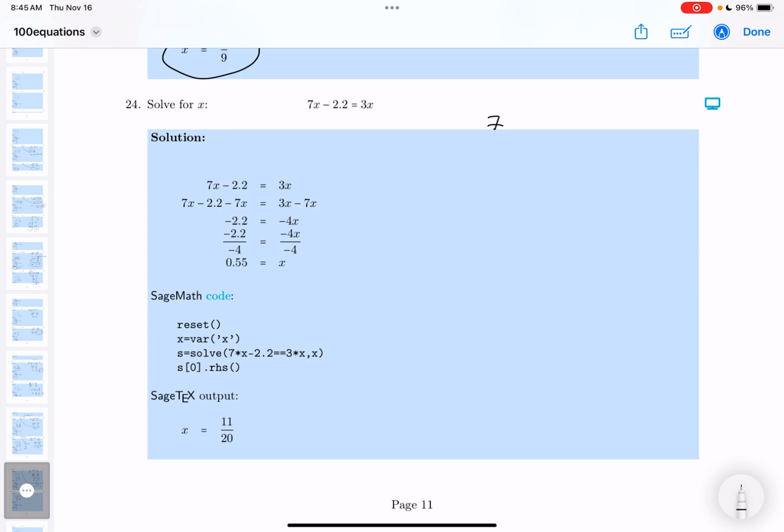What do you have here? 7x minus 2.2. Yes, that's a decimal, and that does cause some trouble for students. Subtract 7x from both sides. You want to get the variable term onto one side. You get minus 2.2. And 3 minus 7 is minus 4. All right, then what do you do?